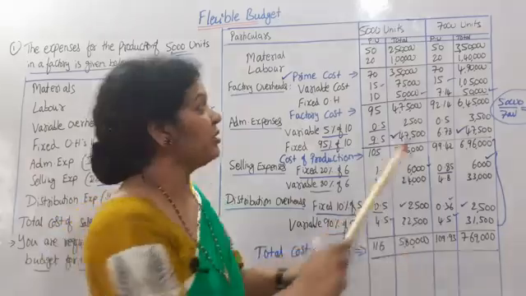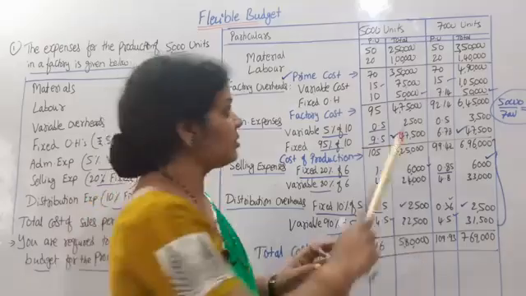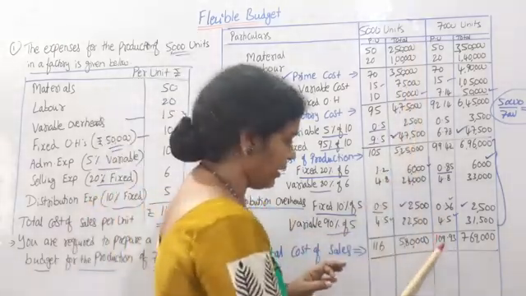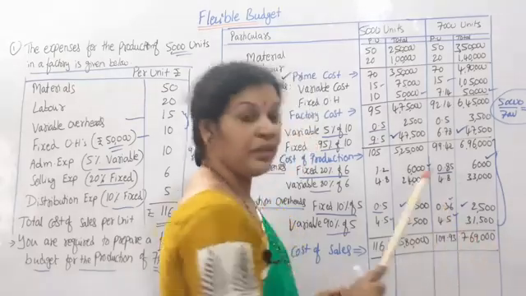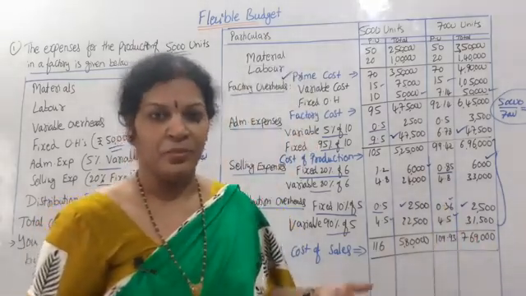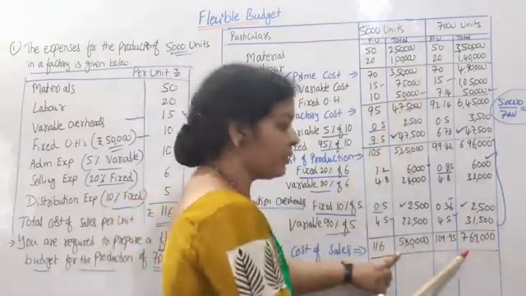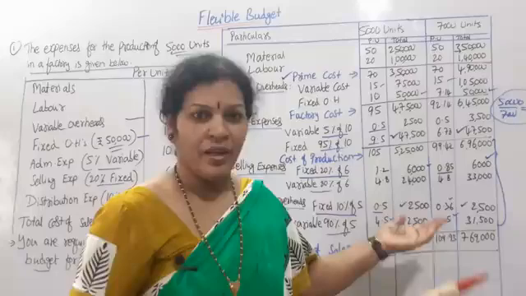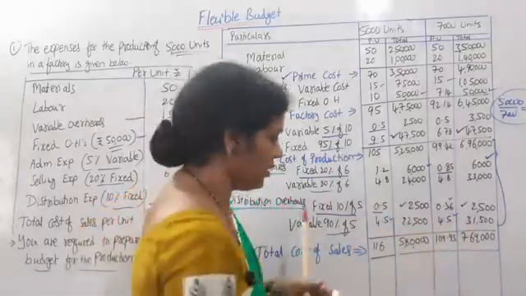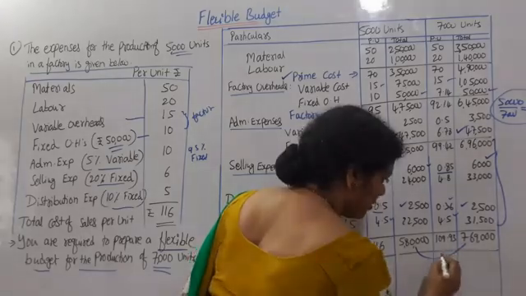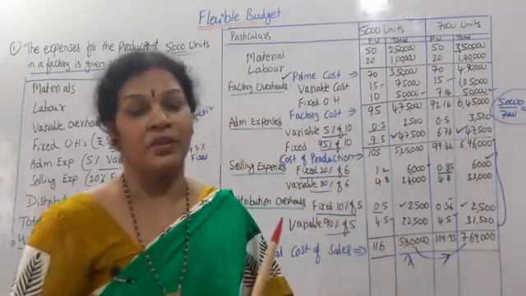If units are increasing, from 5,000 to 7,000, total cost per unit is 109.93, and the cost will be 7,69,000. Isn't it? Because when 5,000 units we have 5,80,000, and when 7,000 units we have 7,69,000. As we increase the production, cost is also going to increase. Yes, it has increased because of the production.